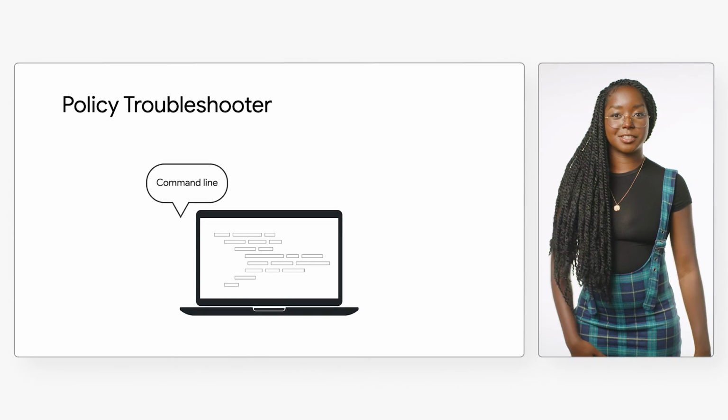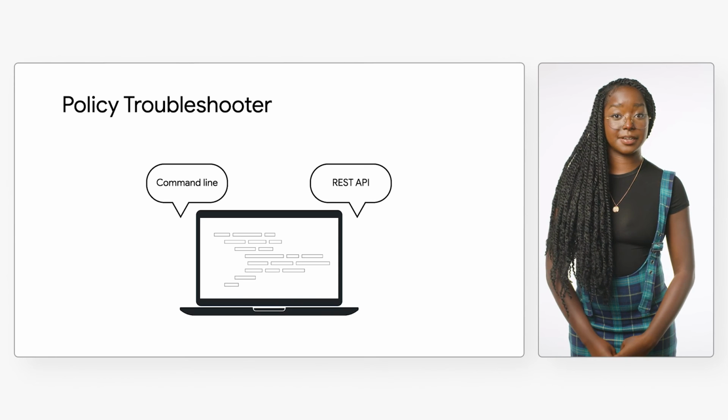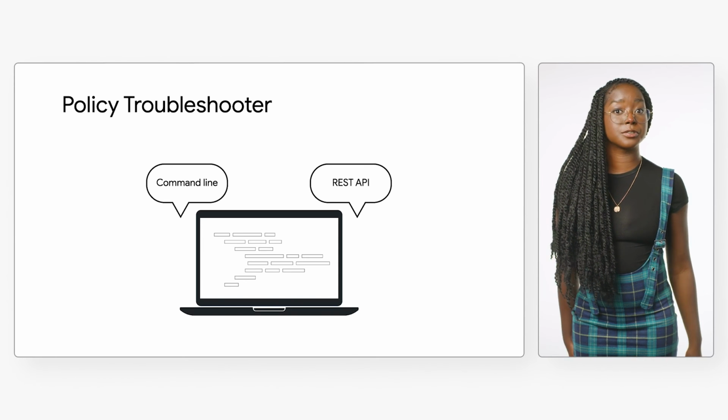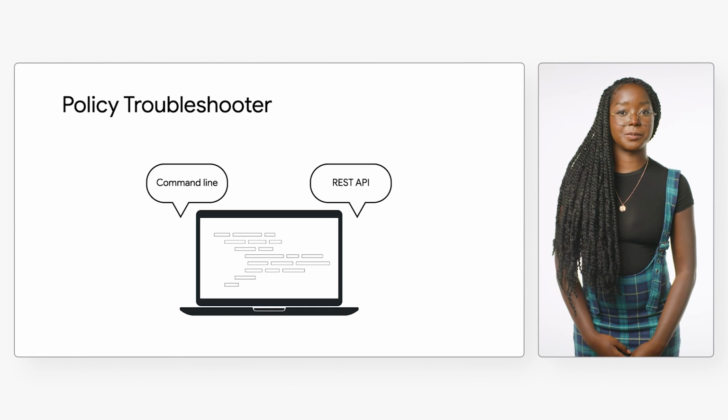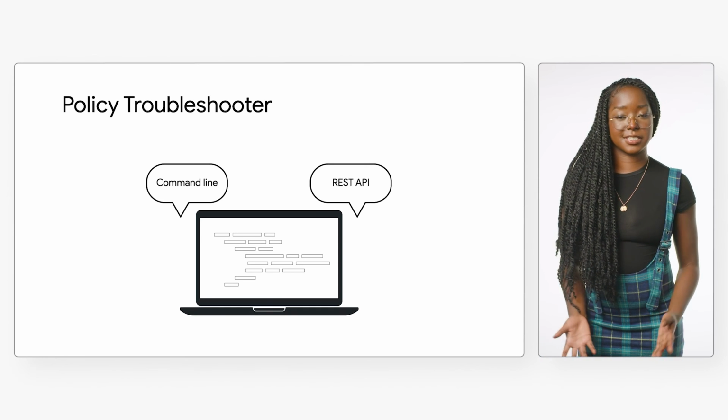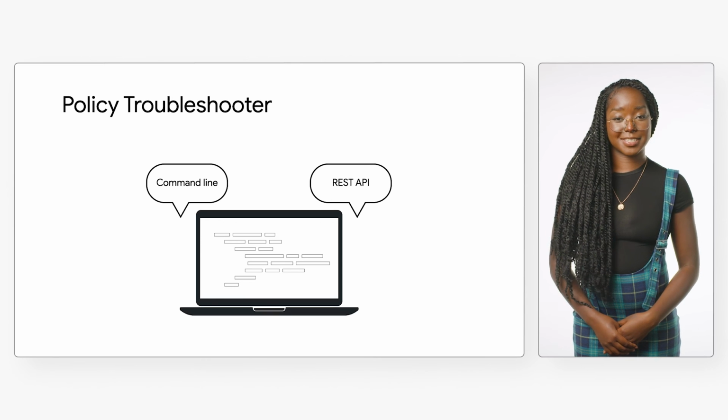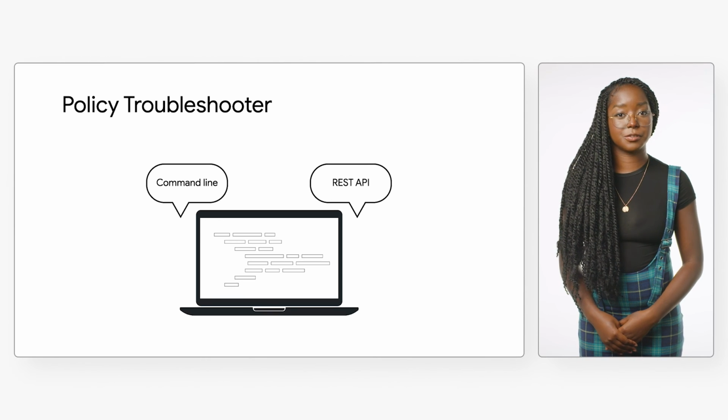In this demo, we showed Policy Troubleshooter using the Google Cloud Console, but it's also available using the Google Cloud CLI or the REST API. For simple queries like the one we showed, using the Google Cloud Console is typically fastest. For more complex scenarios, consider the gcloud CLI or the REST API.